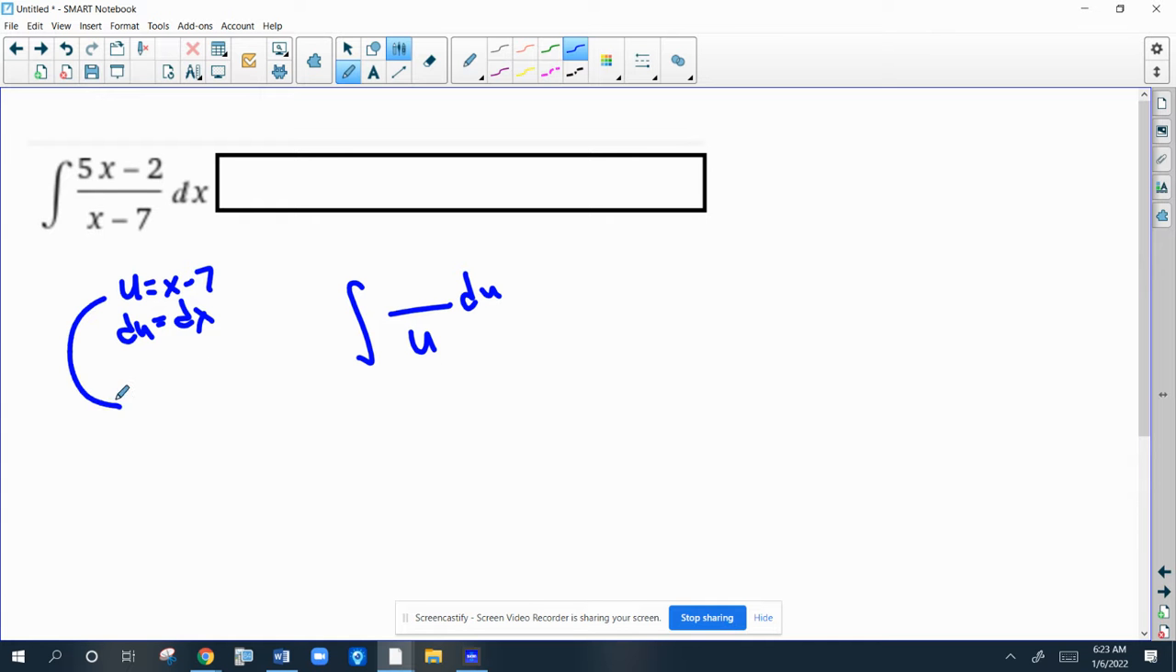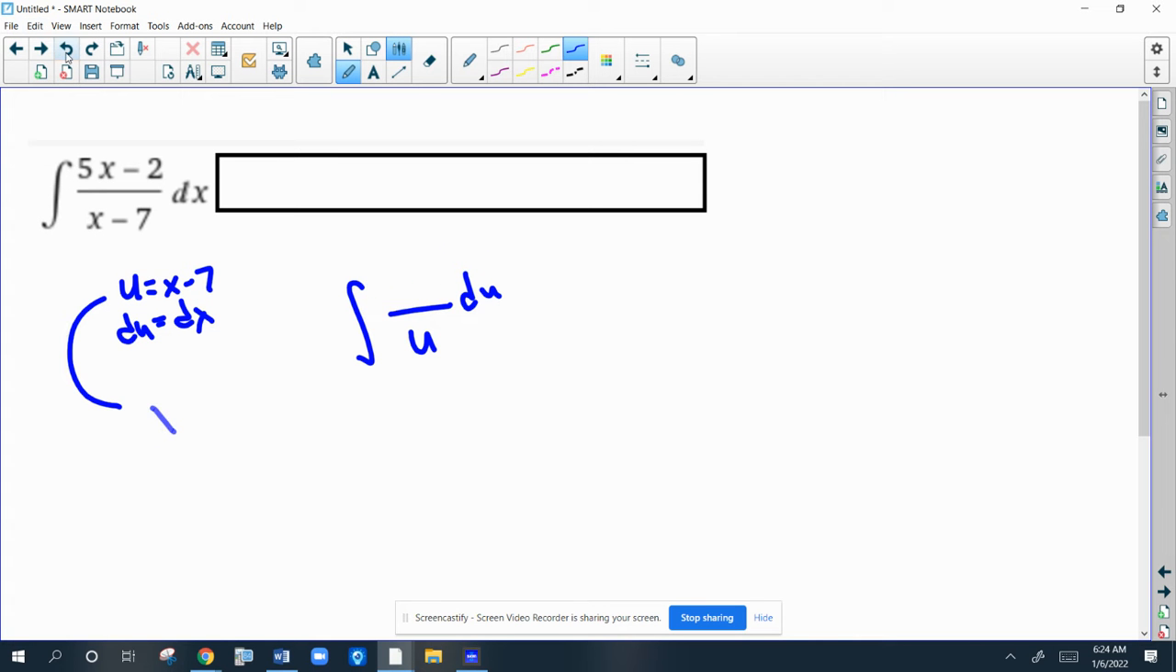And then you could think, well, if u equals x minus 7, then x equals u plus 7. So you could make this 5 times x, which is u plus 7, minus 2. And then you could multiply all that out and split up the fraction, and this will work. So that's one way. I'm not going to do it that way because I think there's a better way, but that would work.